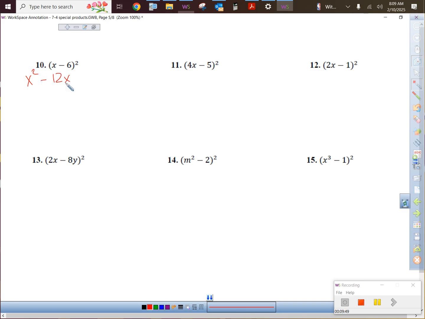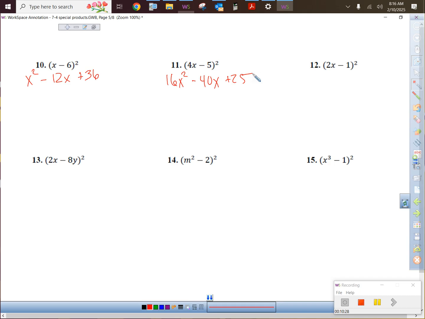And then here's the other weird little thing. I need to square the last guy. What is a negative 6 squared? Is it 36 or negative 36? Positive 36. Cool. So I will have you pause the video and try number 11. Square the first guy, then multiply those dudes together, then double it. So that's negative 20x times 2 is negative 40x, right? And then square the last guy, 25.